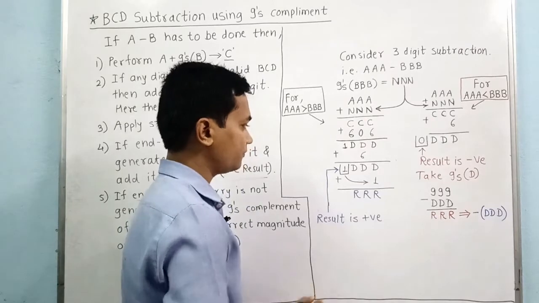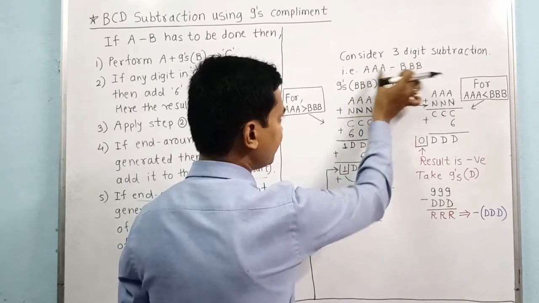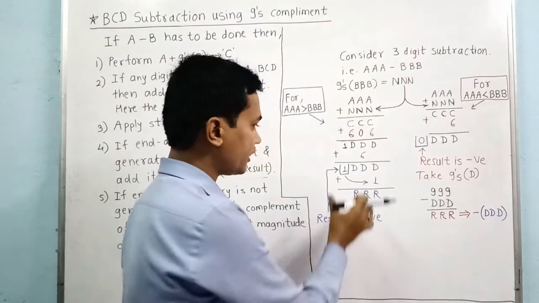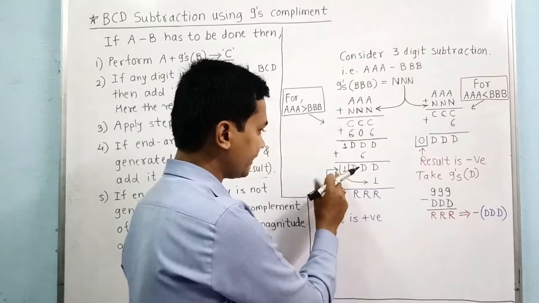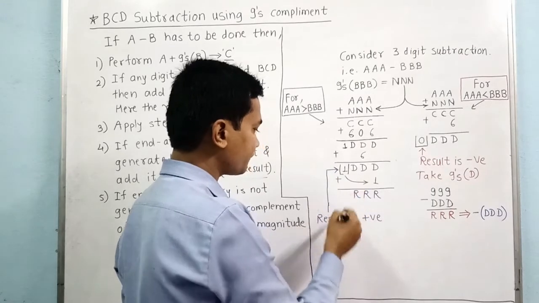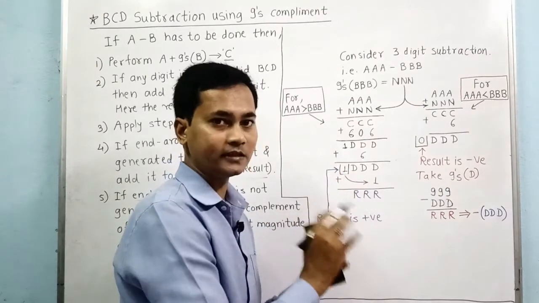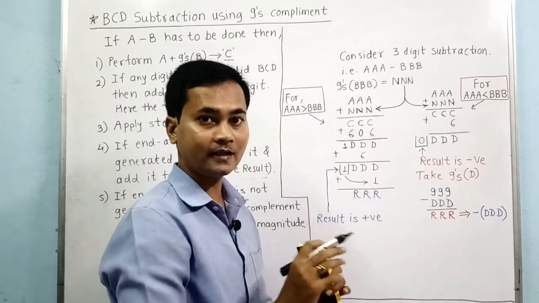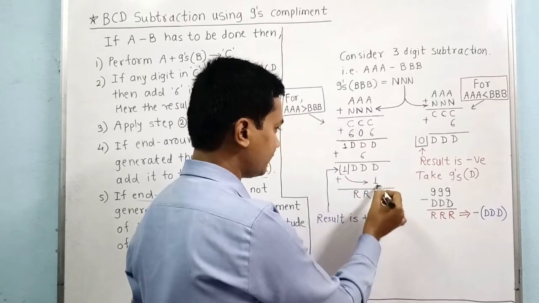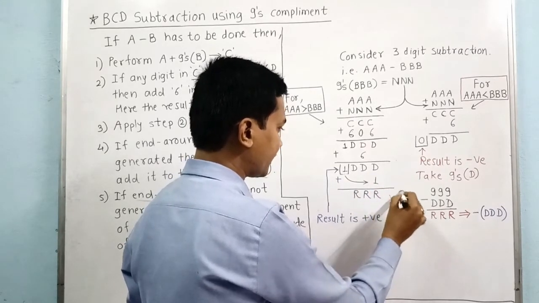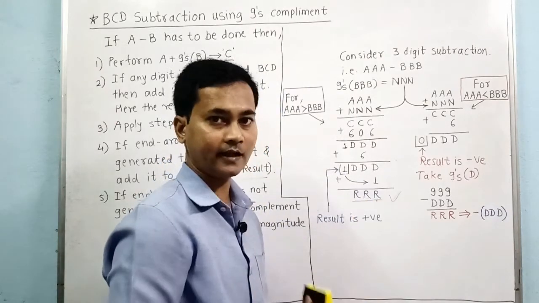In this case the number of digits in the minuend and subtrahend is 3 digits, but we have got a 4-digit result. If the result contains a carry, that is called end around carry. Here the carry is generated at the fourth digit, which is nothing but the end around carry. This end around carry should be discarded and added into the current result so that we can get the correct result. Here triple R indicates the correct BCD result.